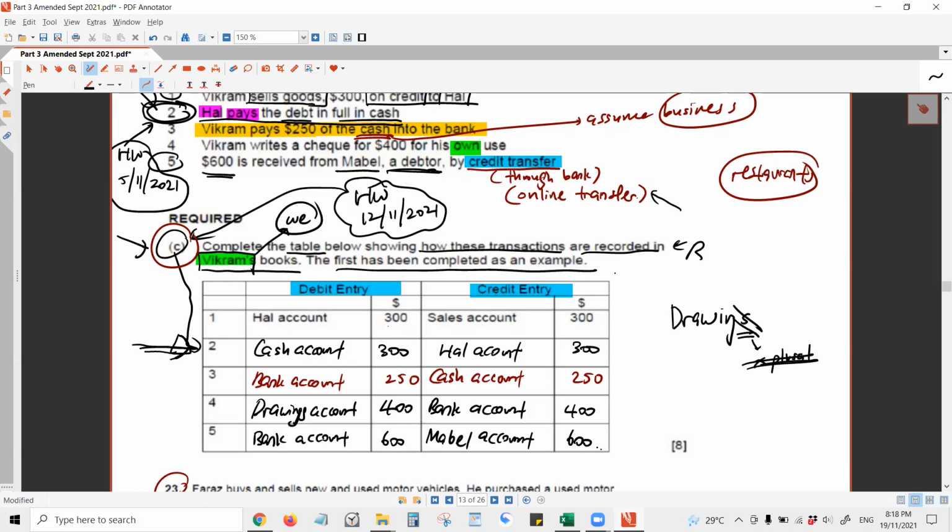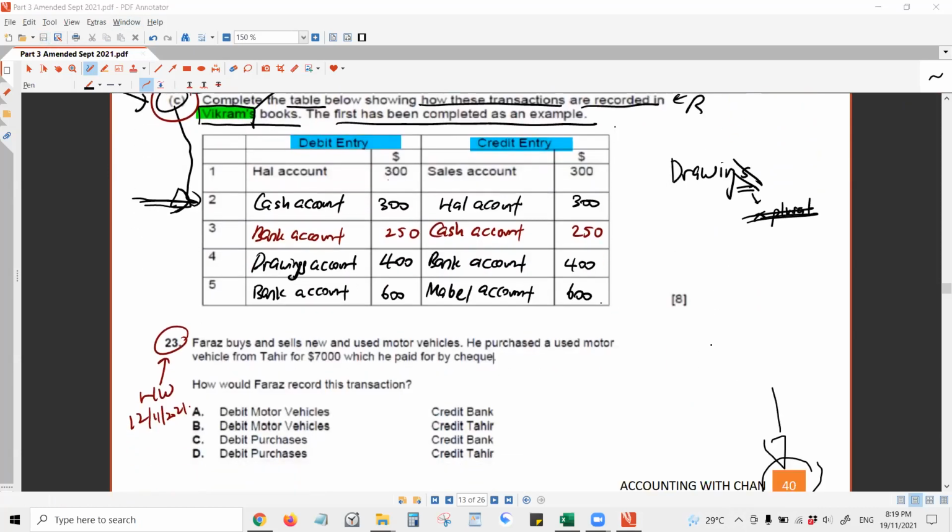Okay, 10 seconds if you're still doing correction. After 10 seconds, you move on to the next one. Okay, now next, question 23. Everyone, you tell me your choice for this question 23 if you have done it as homework.